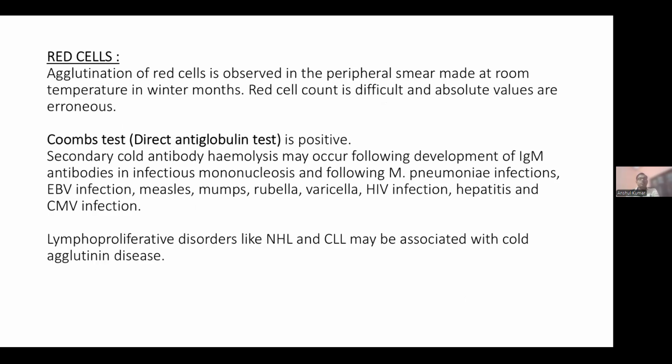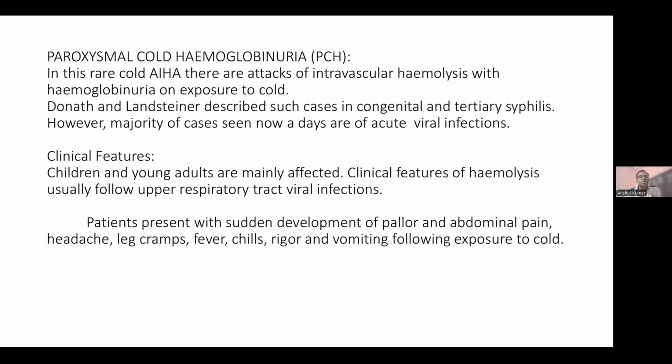Secondary cold antibody hemolysis may occur following development of IgM antibodies in infectious mononucleosis and following mycoplasma pneumonia infections, Epstein-Barr virus infection, measles, mumps, rubella, varicella, HIV infection, hepatitis, and cytomegalovirus infections. Lymphoproliferative disorders like NHL and CLL may be associated with cold agglutinin disease.